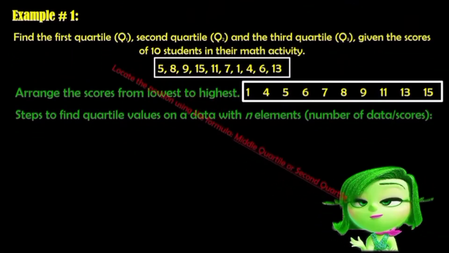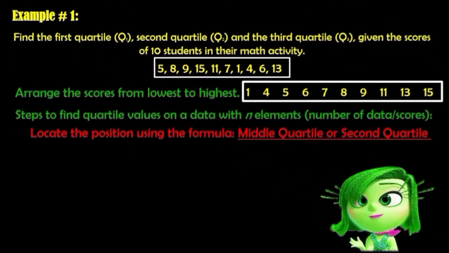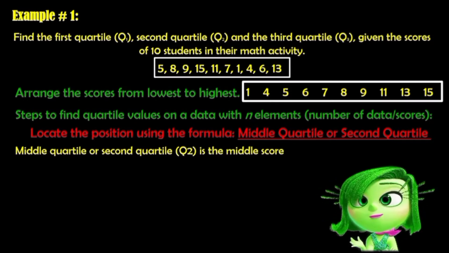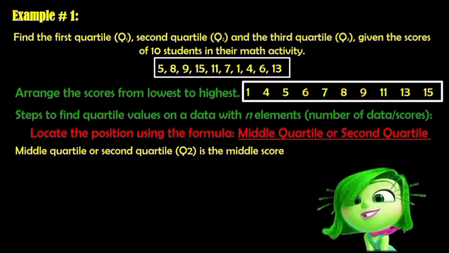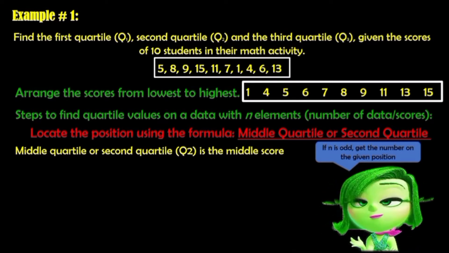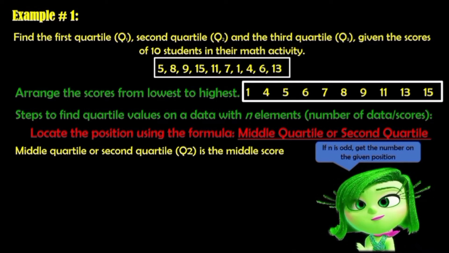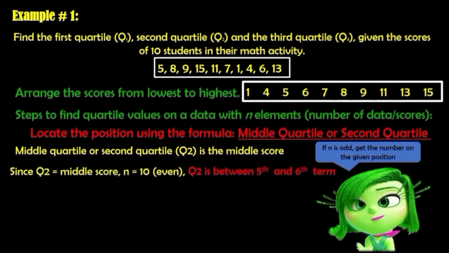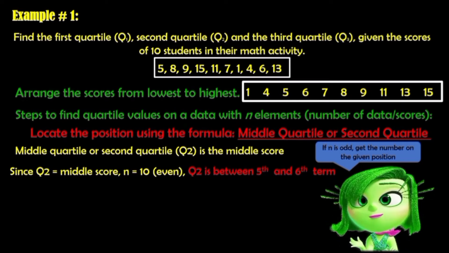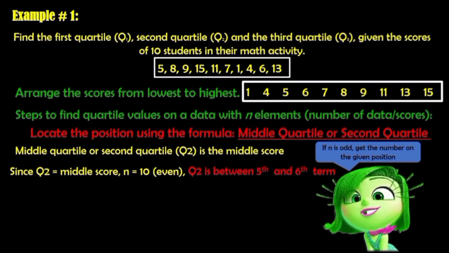Now locate the position using the formula for the middle quartile or second quartile. The middle quartile, or the second quartile, is the middle score. If n, the number of data, is odd, get the number on the given position. Since the second quartile is equal to the middle score, and our number of data is 10, which is even, the second quartile is between the 5th and 6th term.